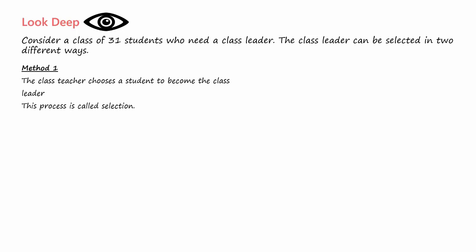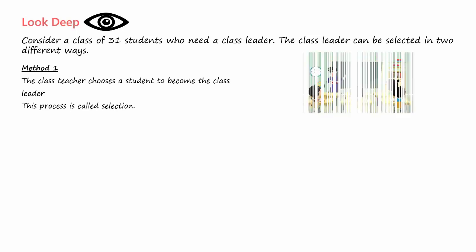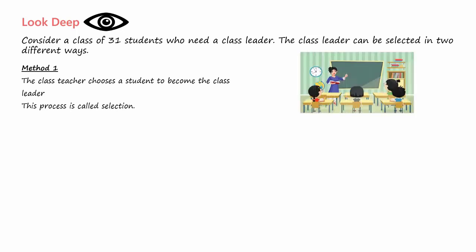In method 1, the class teacher chooses a student to become the class leader. This is called selection. The teacher shows a merit student or a student who speaks well and announces that he or she is the class leader. Did we elect? No. What happened? The teacher selected. So this is called selection.